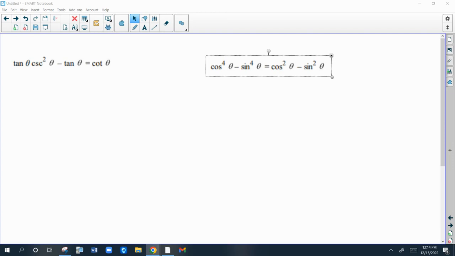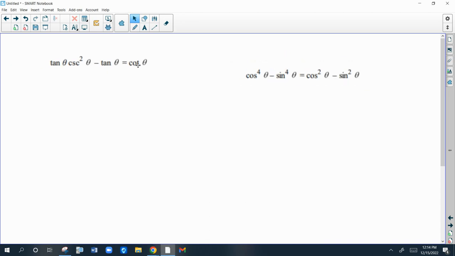We're going to verify a couple more trig identities. This time we're going to do it with factoring. So we're going to start with the one on the left. It's a good place to start. So we're trying to prove that tangent times the cosecant squared minus tangent equals cotangent. So this one is a good candidate for factoring.